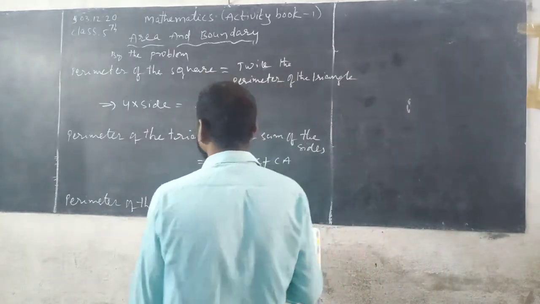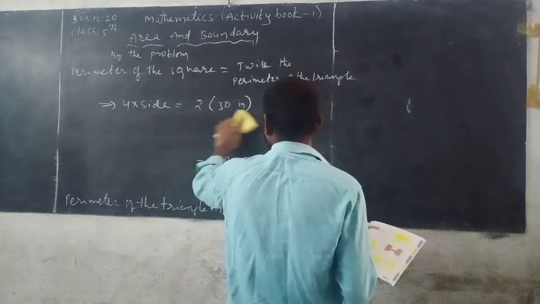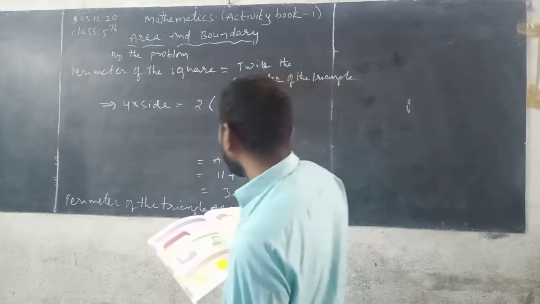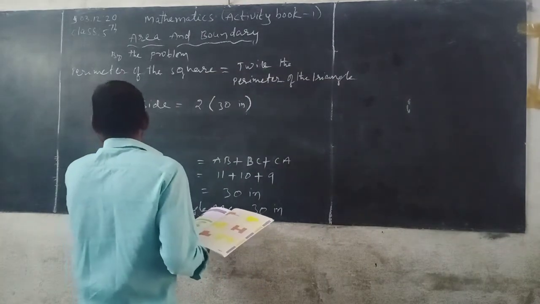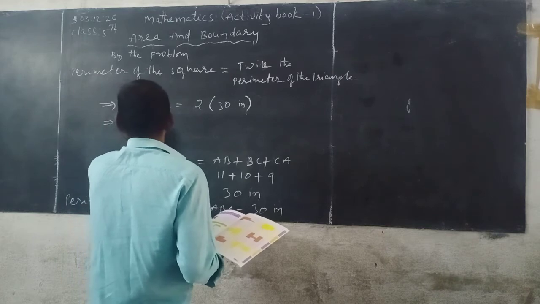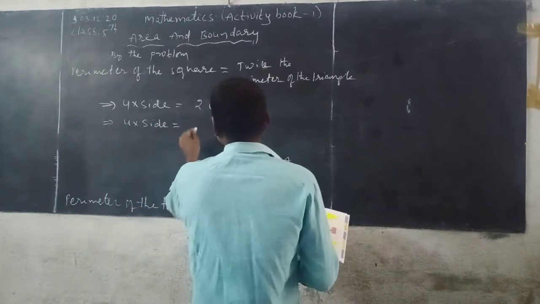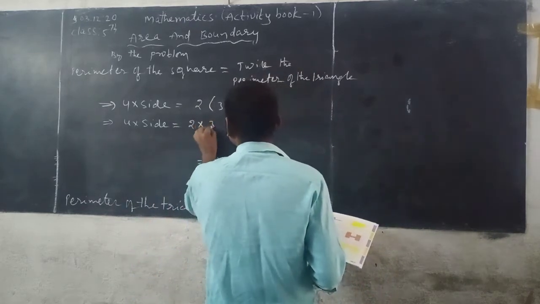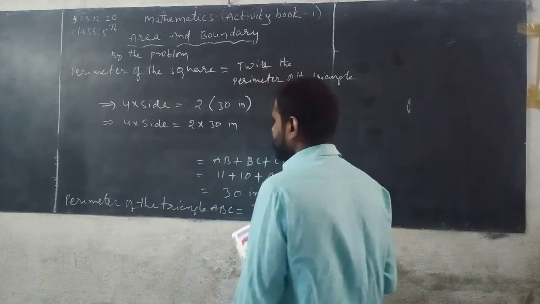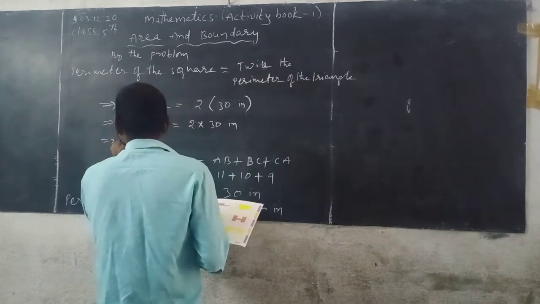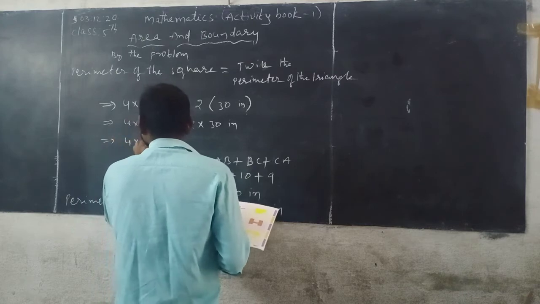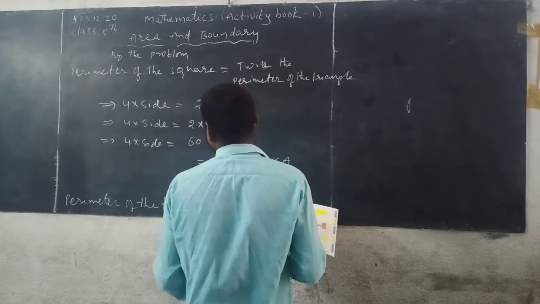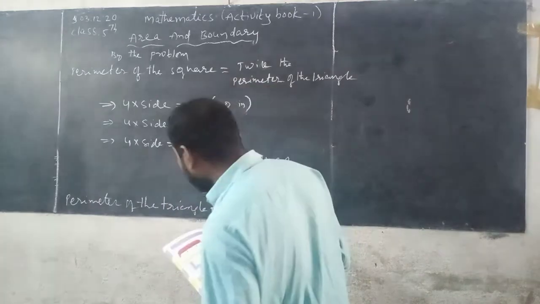See here. Write down everybody. Now, 4 into side is equal to, so remove the bracket means you can write instead of that into symbol, 2 into 30 inches. Then you can write 4 into side is equal to 2 times 30 is 60 inches. Now you can find out side.